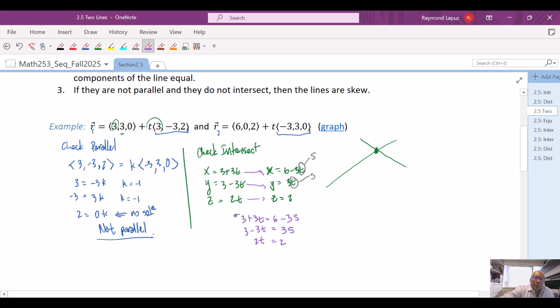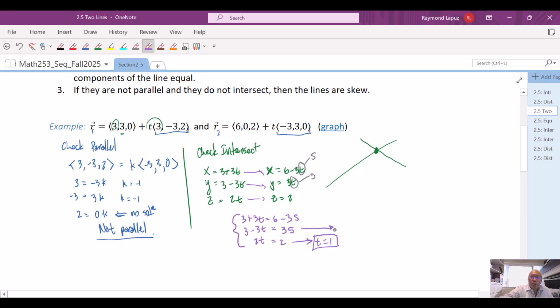Now we have 3 equations. We have 2 unknowns. There's a lot of different ways to solve for this. A good way is to take 2 equations at a time and solve for t and s, and then plug that into the third equation to see if you get a result. So what I'll do is take this last equation here, which is easy to solve for. t is equal to 1.